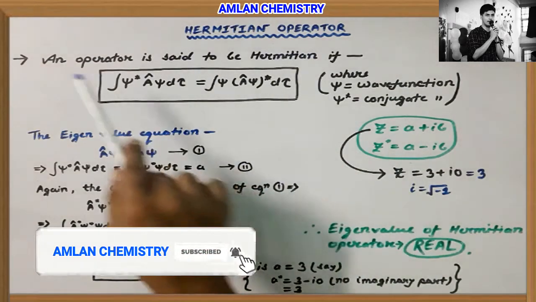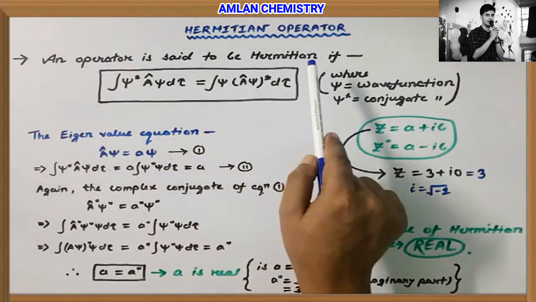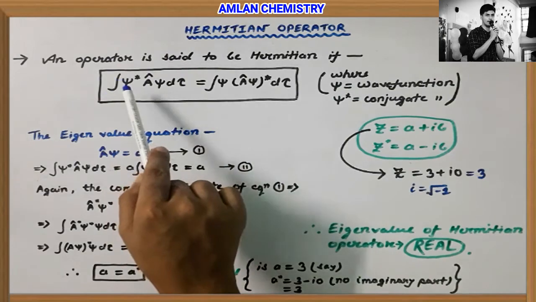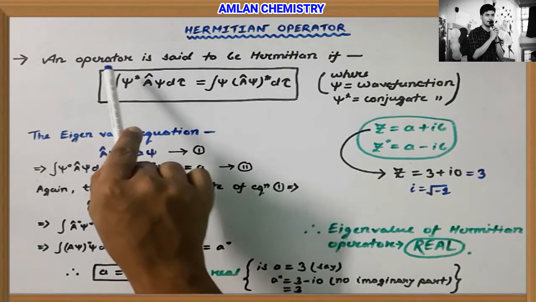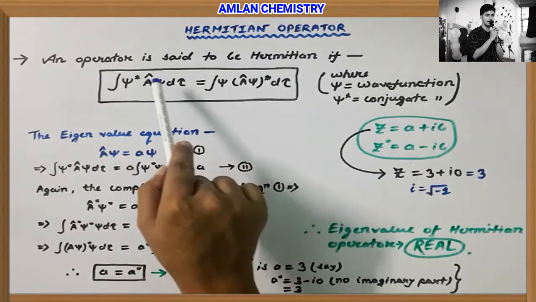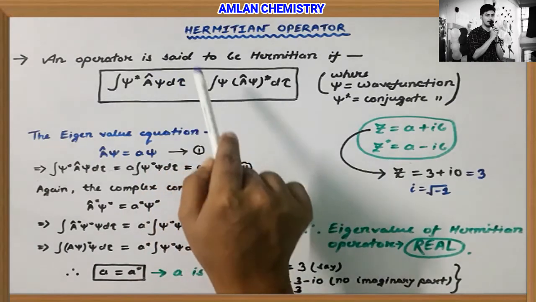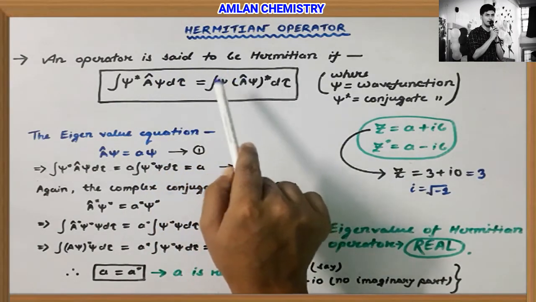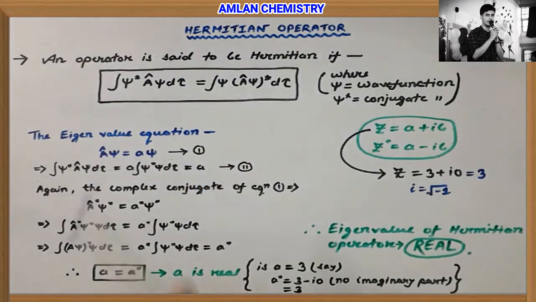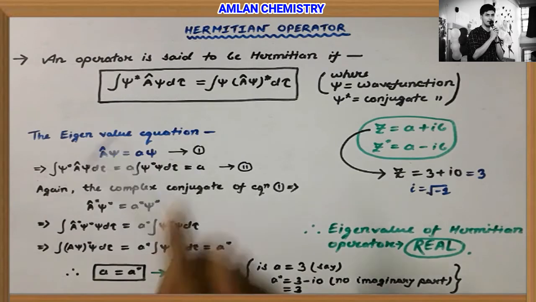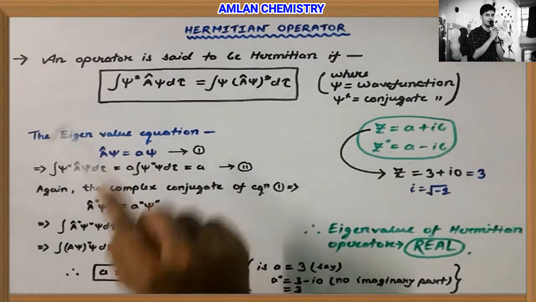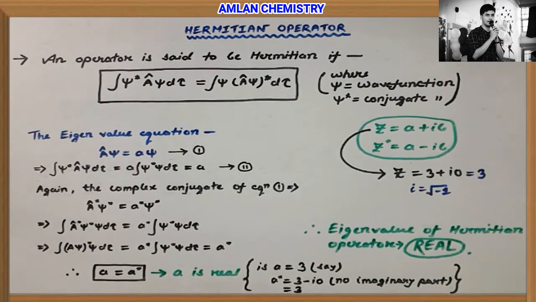Now by definition, an operator is said to be Hermitian if the integration of psi star A cap psi d tau is equal to the integration of A cap psi whole star, times psi, d tau. Here A cap is the operator, psi is the electronic wave function, solving which will give us the necessary properties of the electron, d tau is the volume element, and psi star is nothing but the complex conjugate of the wave function psi.